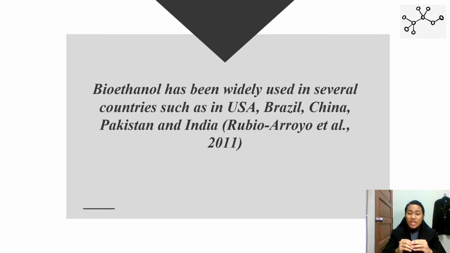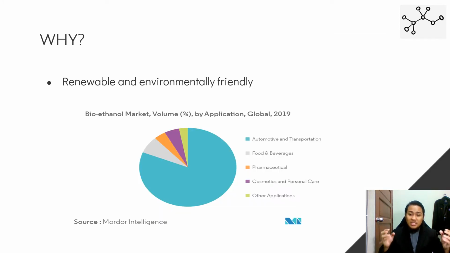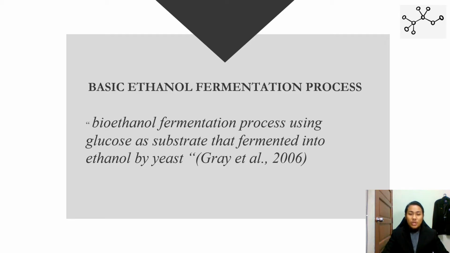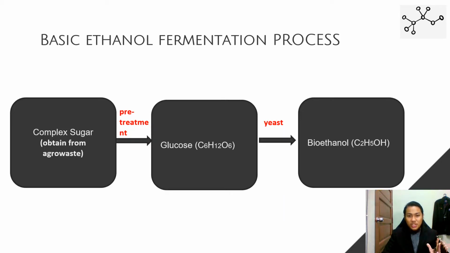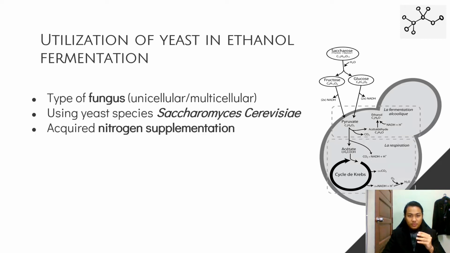Bioethanol has been widely used around the world, including the USA, Brazil and China. Why? Because it's renewable and environmentally friendly. So we look at the basic ethanol fermentation process. As we can see in the diagram, the complex sugar that we obtain from the agrowaste will undergo pre-treatment, where the complex sugar will break down into simple sugar, which is glucose, and be fermented into bioethanol by yeast.